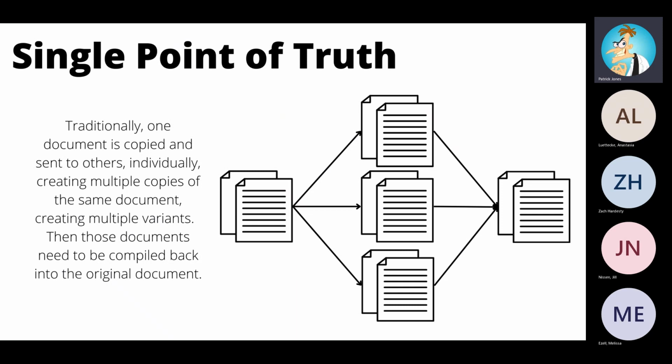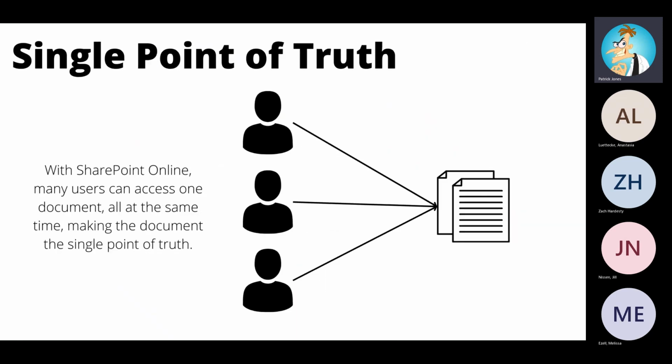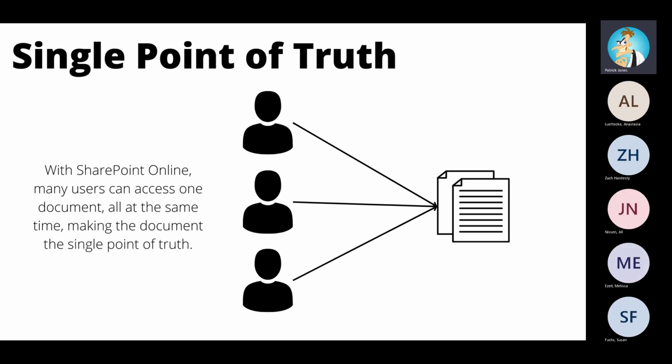Now that things are in the cloud, the documents are stored in OneDrive and SharePoint, we have a single point of truth. Instead of sharing out multiple copies, now we share the document to people, and multiple people can access the same document at the same time, making it the single point of truth. Those rights on who can access that document are all determined by the owner. And in a OneDrive scenario, that is the person who owns that document. It's only one person, and they can determine who else can contribute to that document. So let's take a quick look at the OneDrive environment.